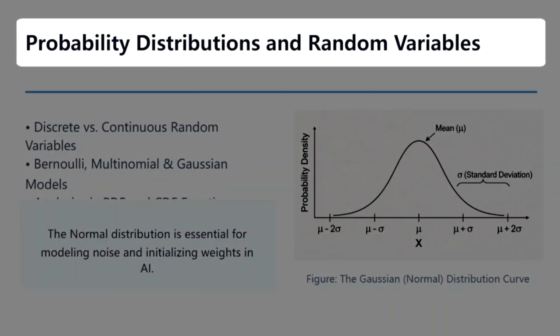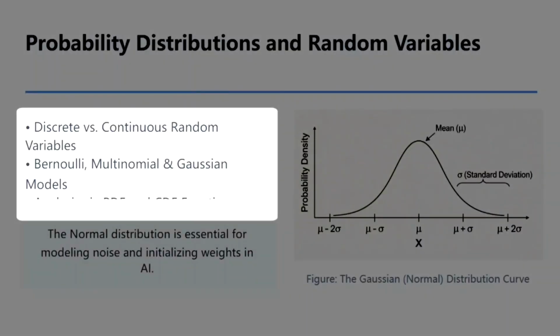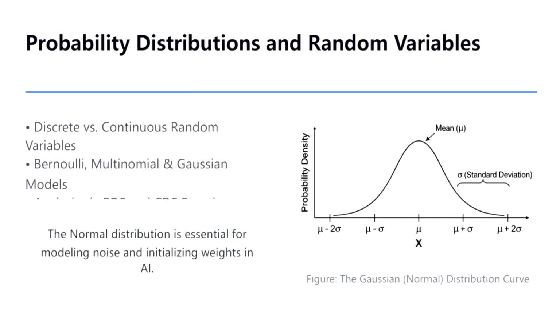Building on how mathematical foundations impact model performance, as we just discussed, we must now address the inherent uncertainty found in real-world data. This brings us to probability distributions and random variables. In AI, we distinguish between discrete variables, like a yes or no classification, and continuous variables, which can take any value within a range. Depending on the data, we use specific distributions, like Bernoulli for binary outcomes, or multinomial distributions for multi-class problems.